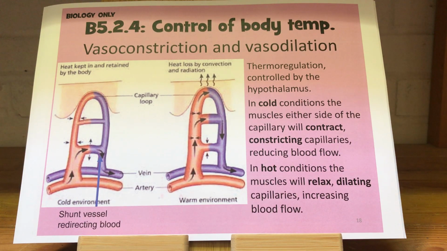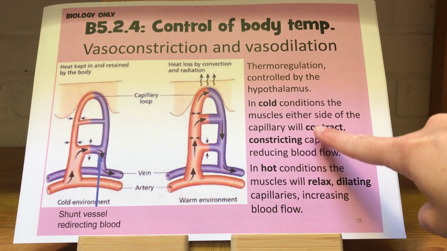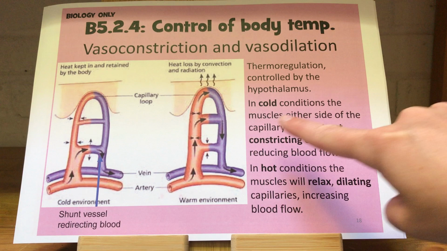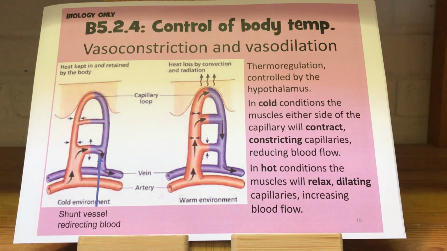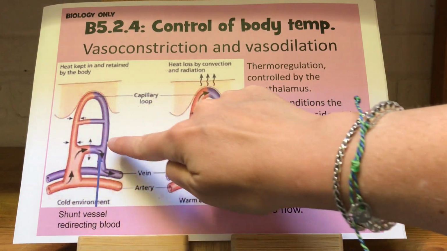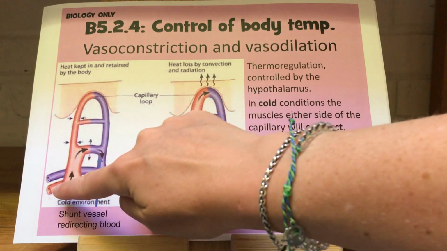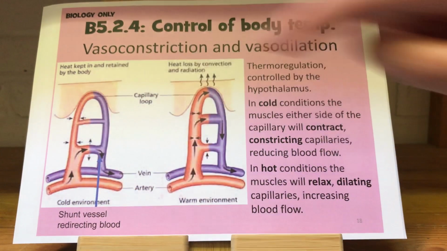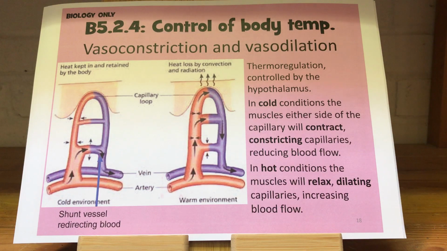So look at our alliteration. We've got cold, the muscles contract, which constrict the capillaries, reducing the blood flow. If we have a really extreme situation, someone is very cold, maybe they're in Arctic conditions, something like that, and they're starting to get frostbite, that is where the blood is completely shunted, redirected using this shunt vessel round here. So no blood is going through here. Well, if you've got no blood going through, you've got no oxygen going through, the cells die, and that's our frostbite. But that's in an extreme situation.